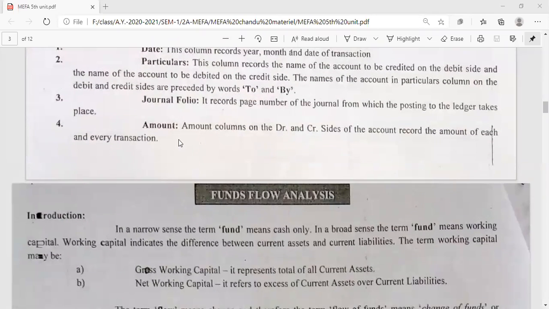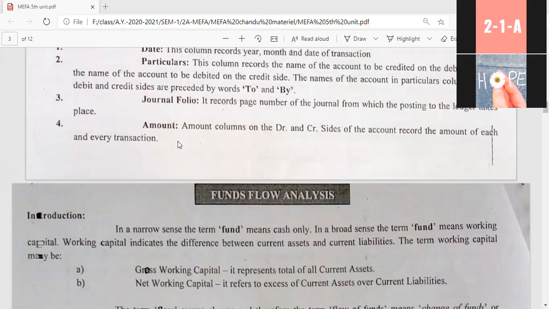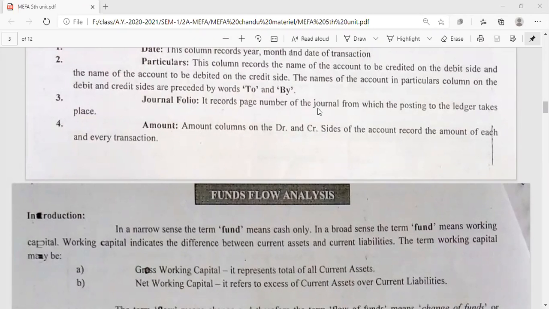Amounts. What does amount mean? The amount column is on the debit or credit side of the account, recorded with the amount of each transaction, right? Amount means that is money, right?